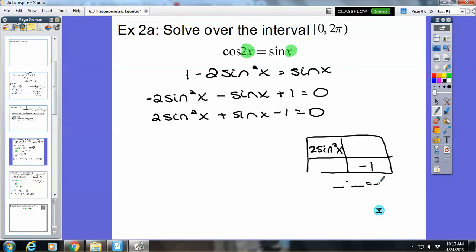So those multiply to a negative 2, and they need to add to a positive 1. How did I get what? You have to multiply these two together, so 2 times negative 1 gives me negative 2.